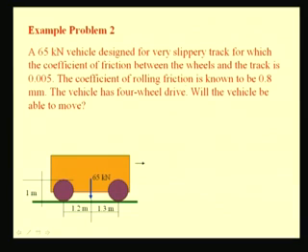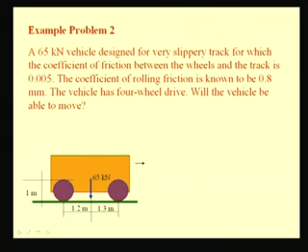The coefficient of rolling friction is known to be 0.8 mm. The vehicle has 4-wheel drive. That means all these wheels propel this vehicle forward. So, we have 2 wheels in the front and 2 wheels in the rear. All these wheels are propelling this vehicle forward and thrust is developed on all these 4 wheels. We are interested to find whether the vehicle will be able to move or not.